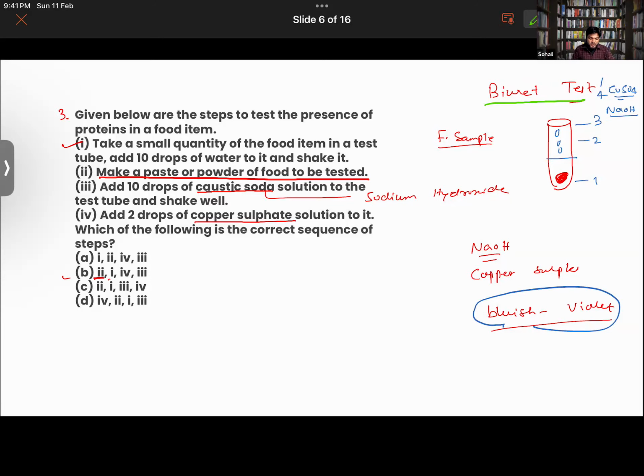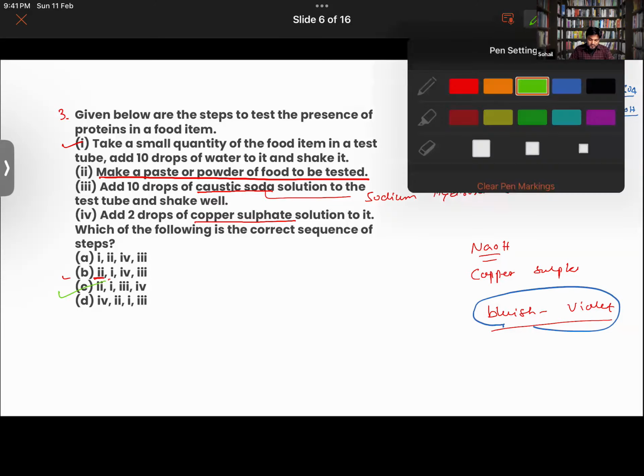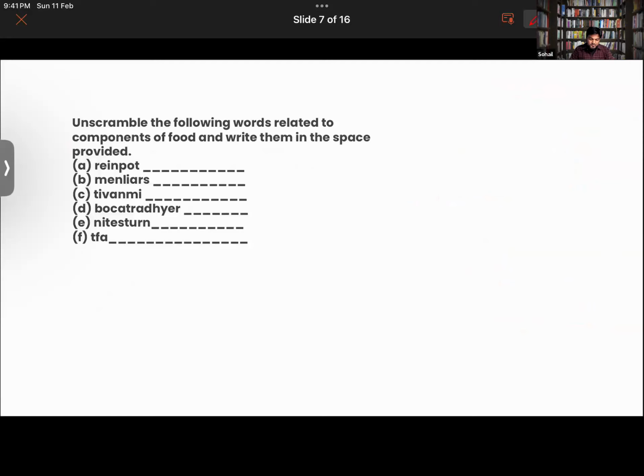So, sir, option number C is correct here. Okay. Next question. It's a good question. You have to unscramble the words here.